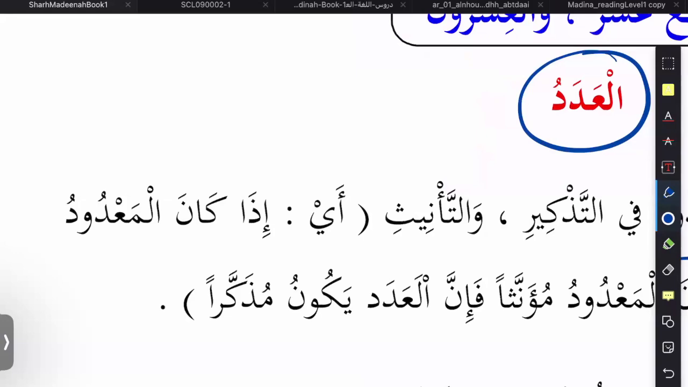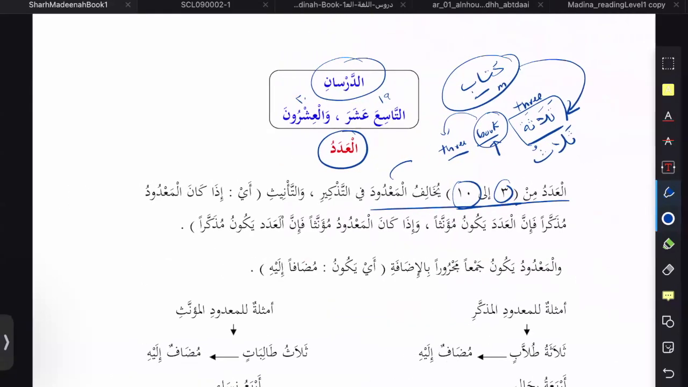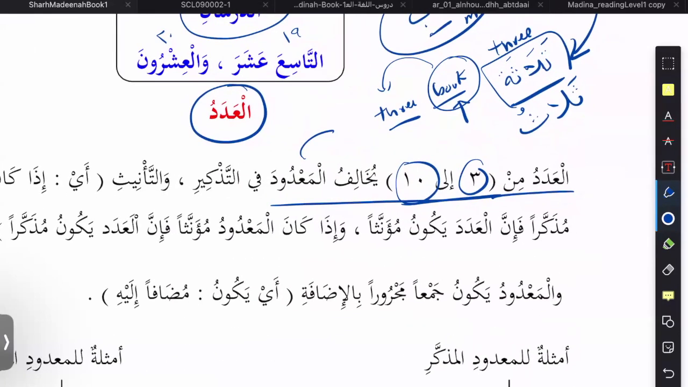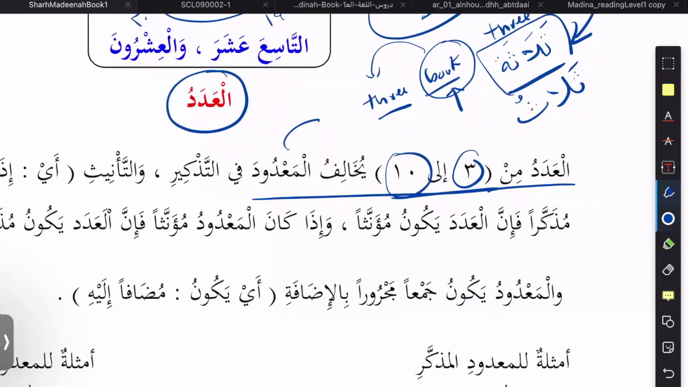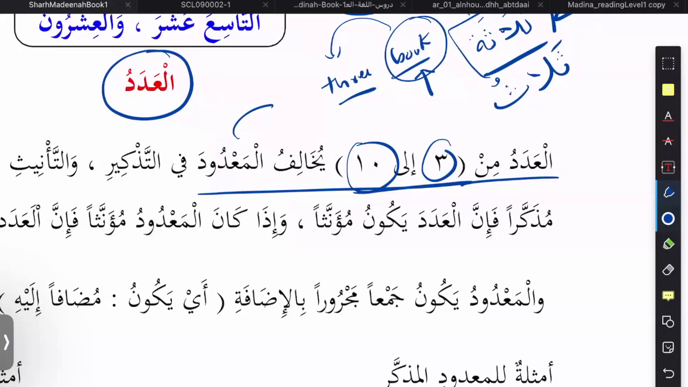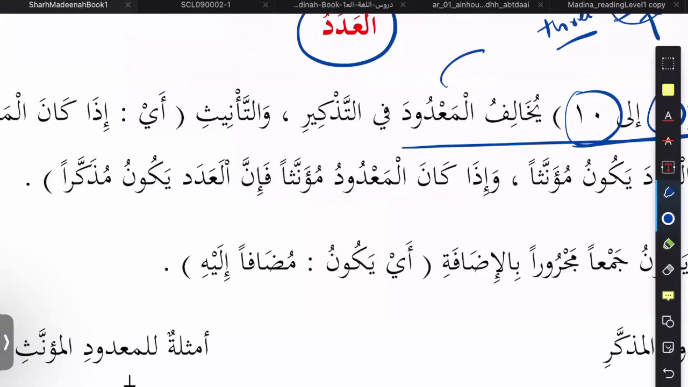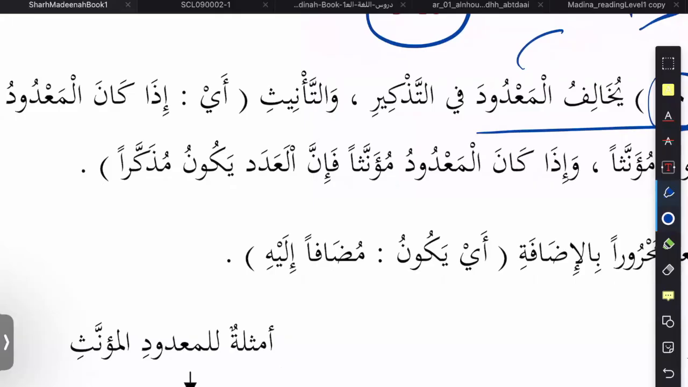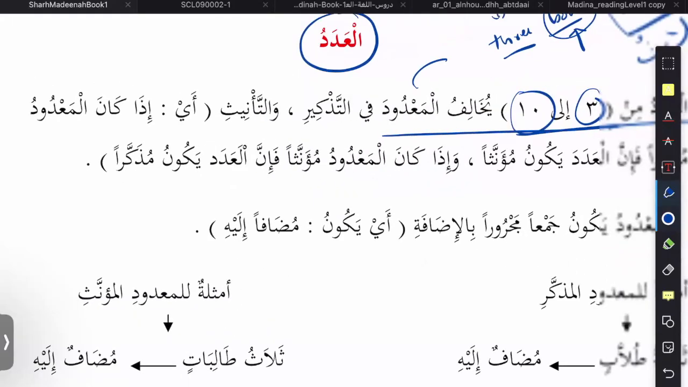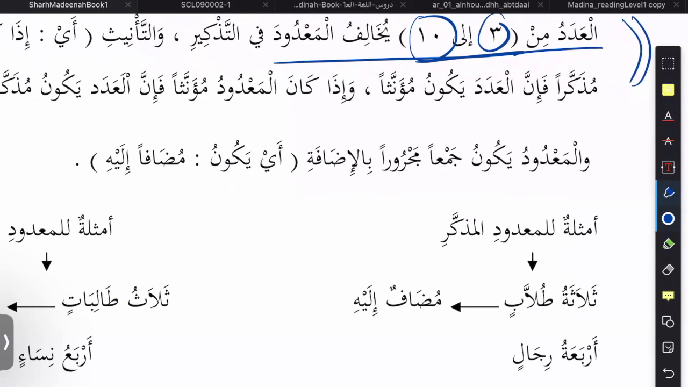He's explaining a little bit more: إذا كان المعدود مذكرا, if the معدود is masculine, فإن العدد يكون مؤنثا, then the number will be feminine. وإذا كان المعدود مؤنثا, if the معدود is feminine, فإن العدد يكون مذكرا, then the number will be masculine. والمعدود يكون جمعا مجرورا بالإضافة.